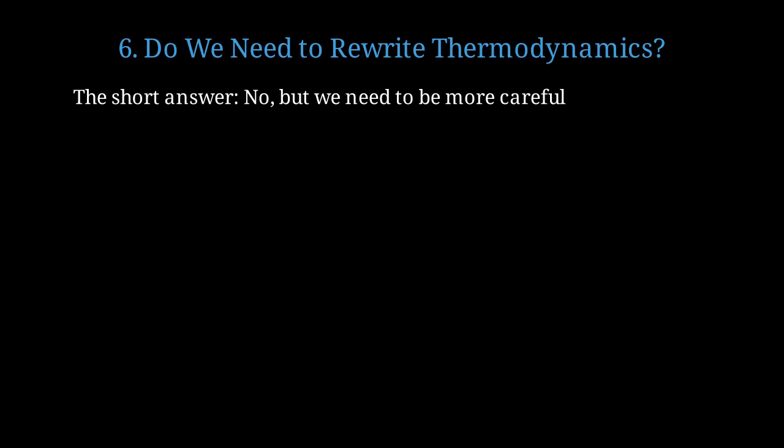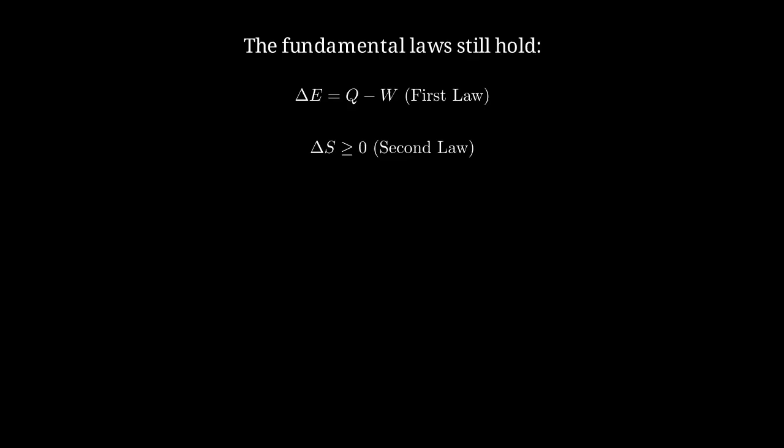This brings us to the central question: do these anomalies mean thermodynamics is wrong at small scales? The short answer is no, we don't need to rewrite the fundamental laws, but we do need to be more careful about how we apply them. The fundamental laws of thermodynamics still hold perfectly well. The first law, conservation of energy, remains valid. Change in energy equals heat minus work. The second law, entropy increase, also remains valid for isolated systems. The key insight is that small systems exhibit significant fluctuations that are negligible in large systems.